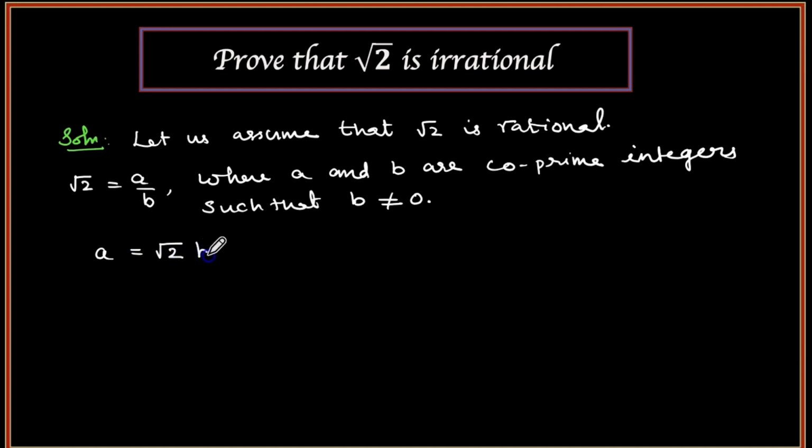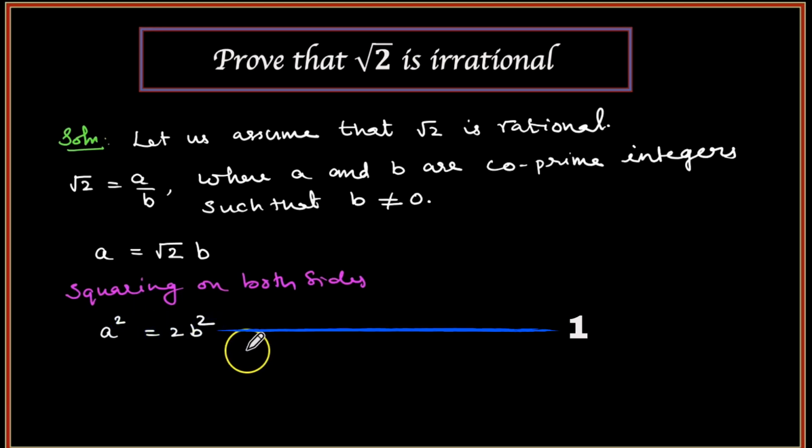So let us cross multiply. So a is equal to root 2 into b. So squaring on both sides, a becomes a square, and root 2 will be 2 and b becomes b square. So a square equals 2b square. Let's call this equation number 1.